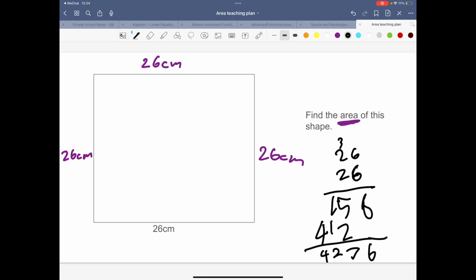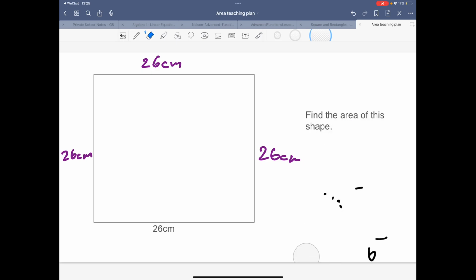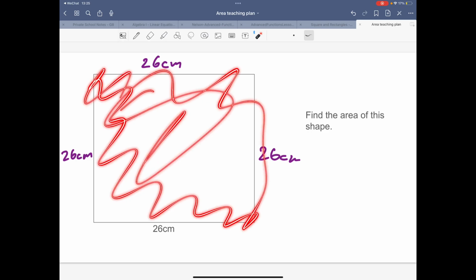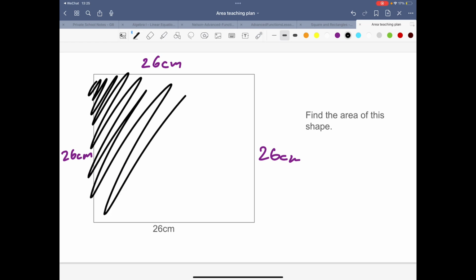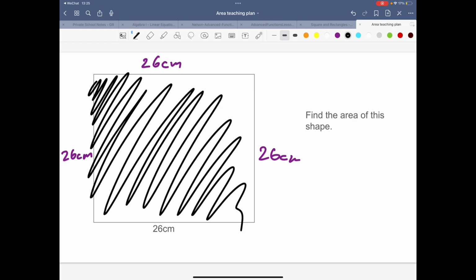Wait, let me do something. Twenty-six times 26 actually equals 672. I mean, I'm sorry about that, but let's just ignore that. And now we know the area is 676. So the area is this whole part equals 676 centimeters squared.